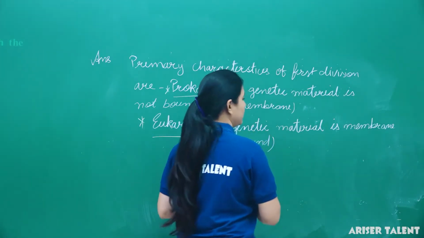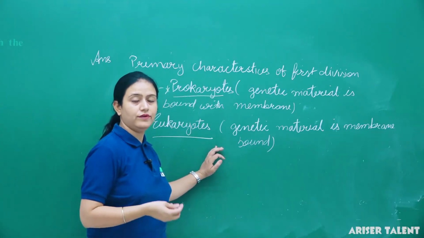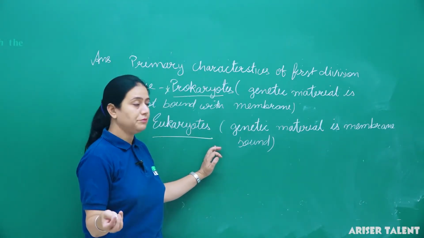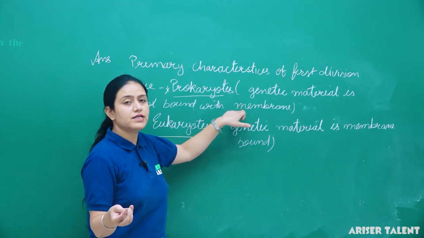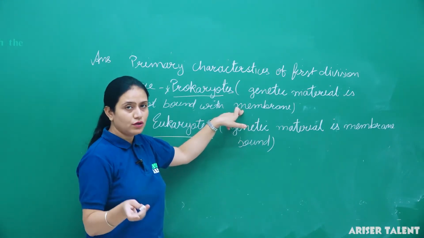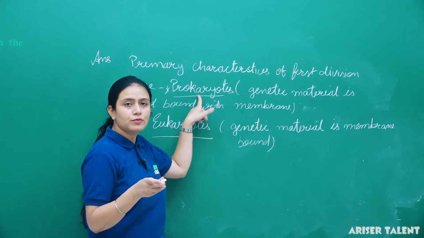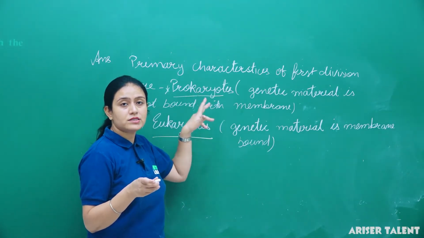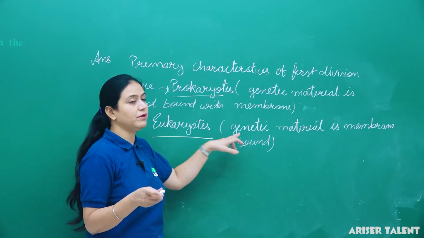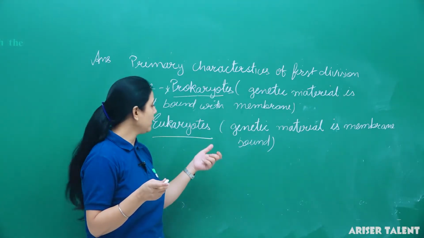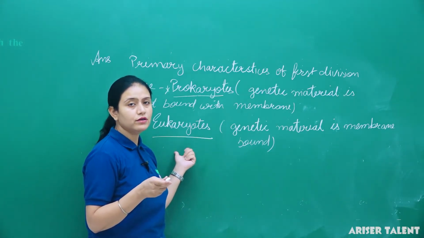Okay, so these were the features on which the first division was made. What was it? Whether the genetic material is membrane bound or not. If the genetic material is not membrane bound, they were kept in the prokaryotic group, known as prokaryotes, and if the genetic material was bound with a membrane, then they were kept in the eukaryote group. Clear?